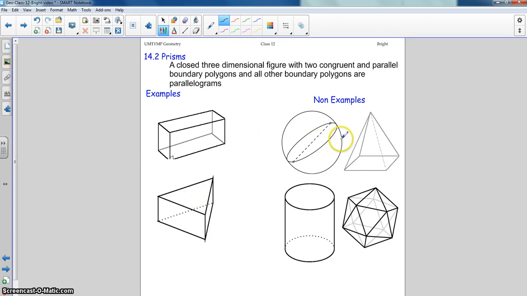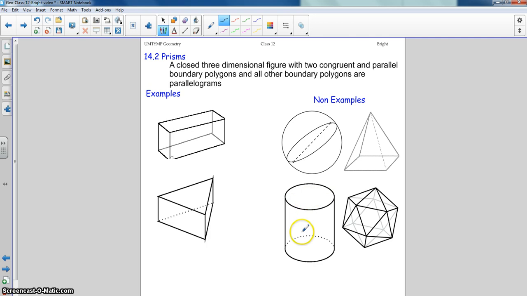And now, from our earlier studies in geometry, we may already know most of these figures. A sphere is this first figure. We don't have any polygons here. Okay, a pyramid. We have polygons as all sides, but we don't have two congruent and parallel polygons.